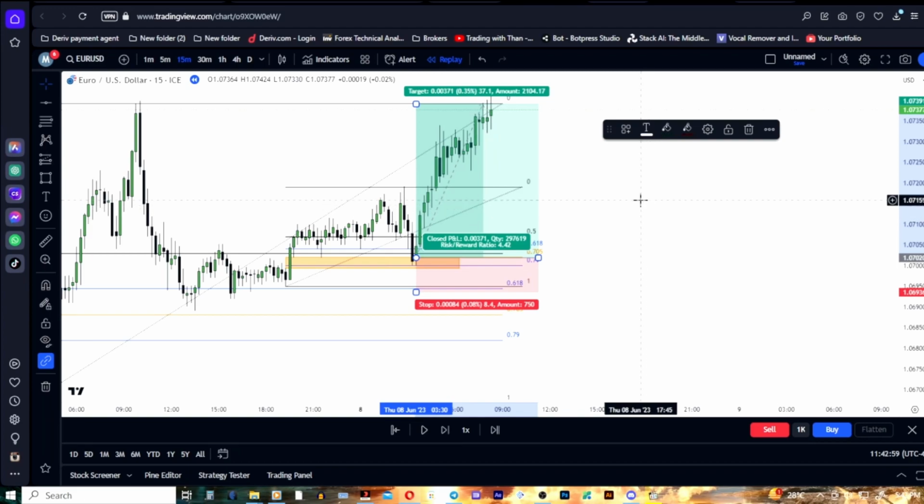I'd like to give credits to TT Trades, who actually helped me out and made me understand this whole concept.